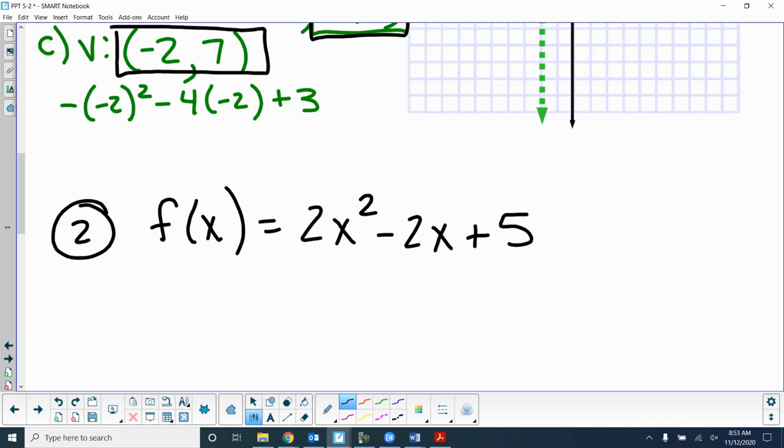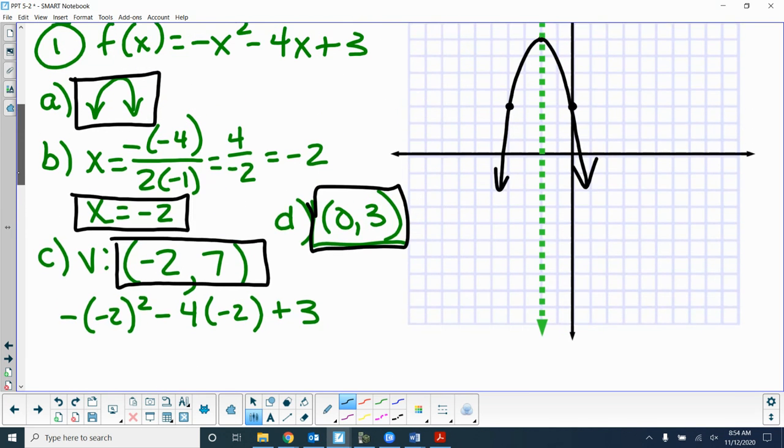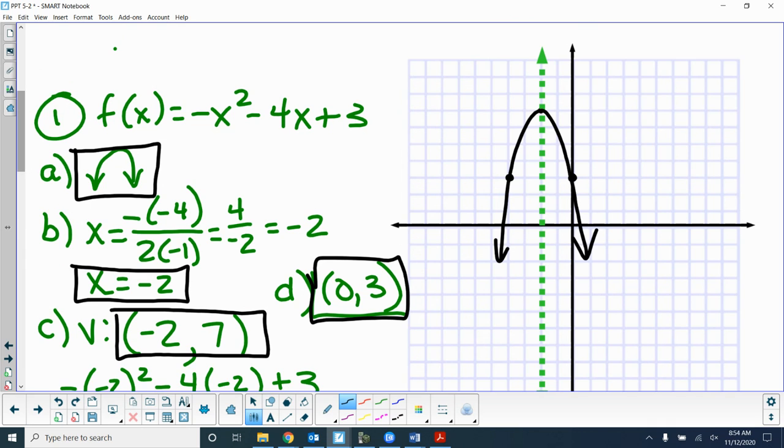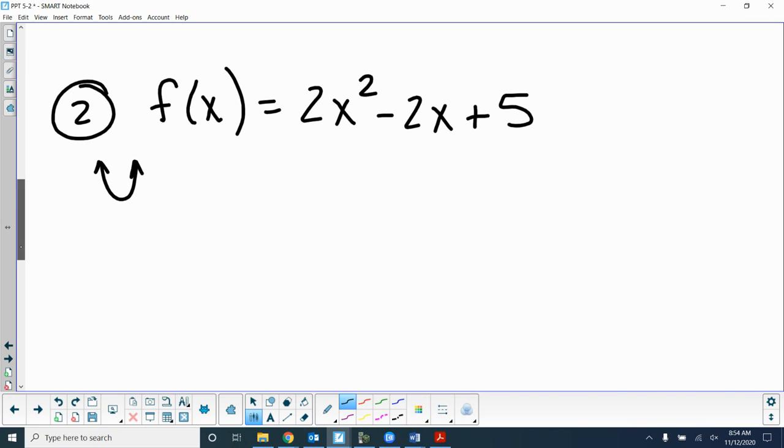Since it's 2x squared, Nicole, does it open up or down? Up, very good. So we got a positive 2 there, it opens up. So does that mean we have a min or a max, Sammy? The min, right? It's a min. If we had to do this one, it would have been a max, okay? Kennedy, does that make sense?